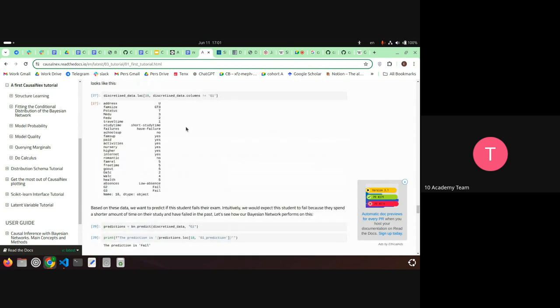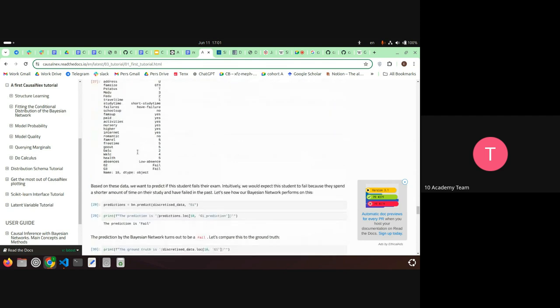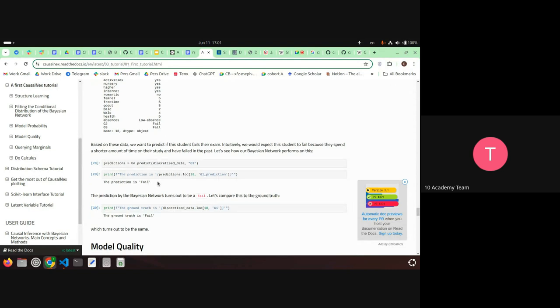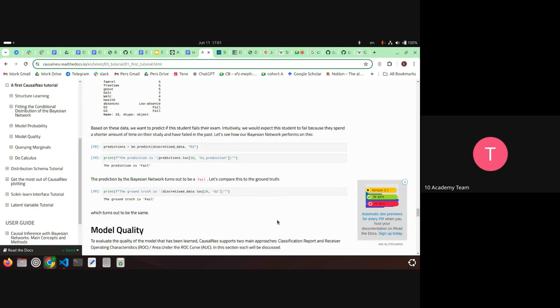It's not the prediction itself, but basically you can predict the D1 on the test data and see how much probability you get for failing or success. Okay. It will give you the one with the highest probability. So it's giving you fail, because from the conditional probability distribution, the highest probability is for fail. So you can use it basically for prediction.